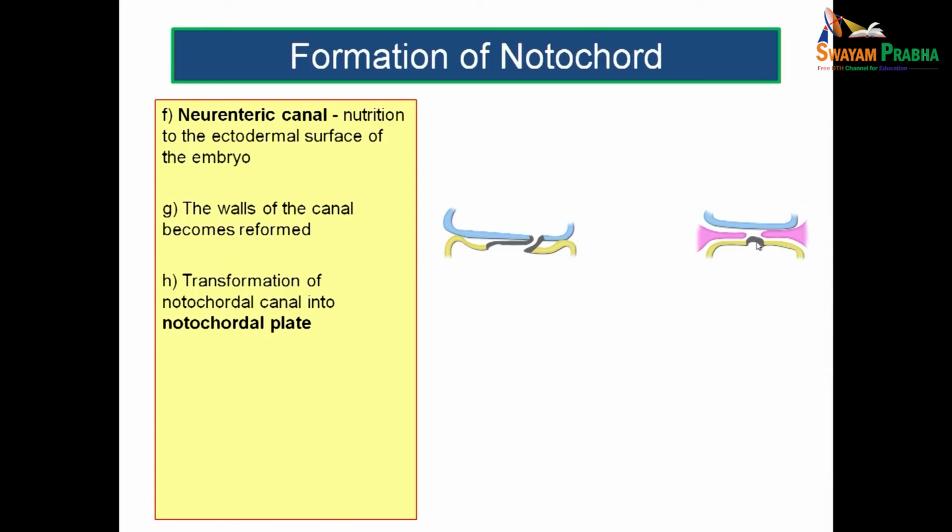In this section you can see that there is no communication between the amniotic cavity and yolk sac, and you are just bridging the gap which was formed in the endoderm by a plate of cells known as the notochordal plate. So, the notochord is not yet formed. We need the notochord towards the end.